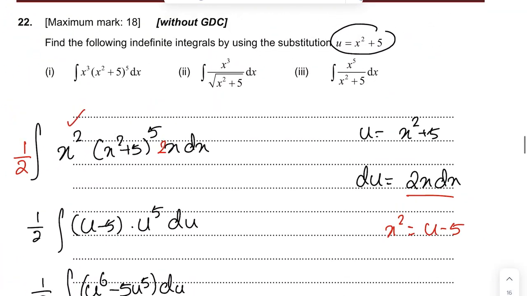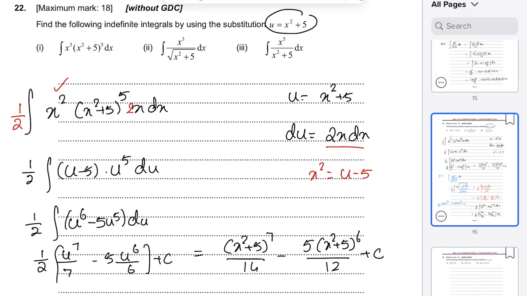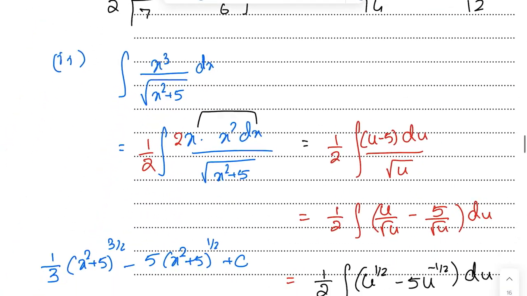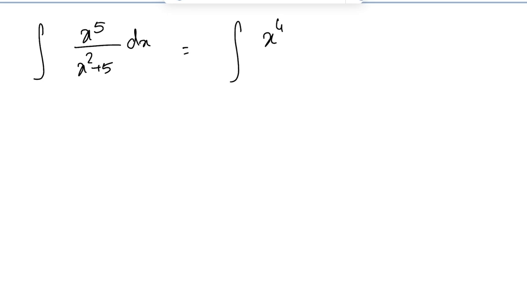Part 2. Coming to part 3: x power 5 upon x square plus 5, so this is the integral of x power 5 upon x square plus 5 dx. Now what should I do? x power 5 can be written as x power 4 times x dx upon x square plus 5. Now for x dx, 2 is missing, so multiplying and dividing by 2.